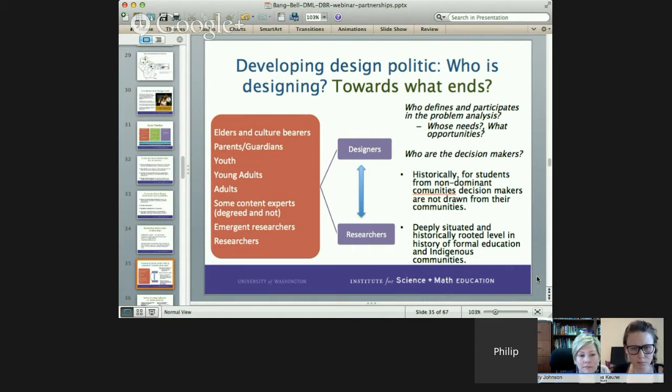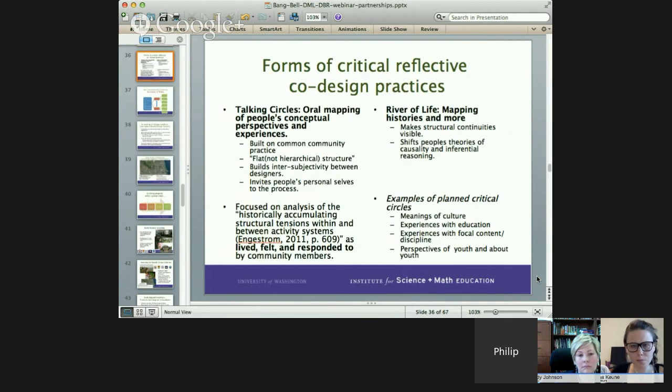Our design teams were made up of elders and cultural bearers, parents and guardians, youth, young adults, and other community adults. We had some content experts that were degreed and not, and then a few researchers and some emergent researchers. I should say when I started, I was an emergent researcher. I started doing work in my own home community while I was in graduate school. So it really changed what was possible, in part because people used to say, well, I knew you before you were fancy. That laid out a different kind of social configuration there.